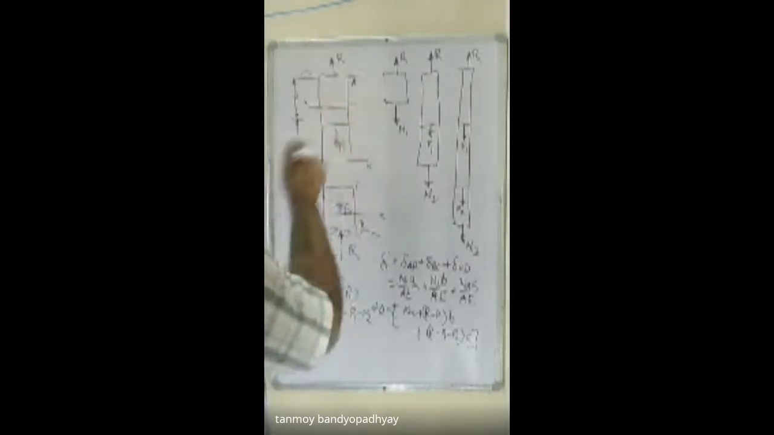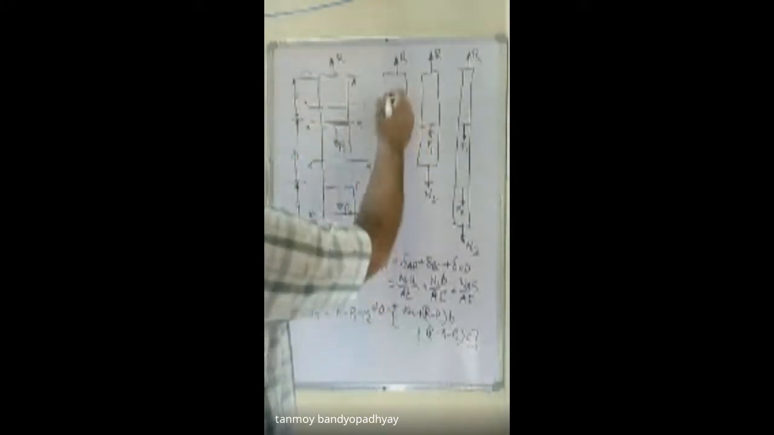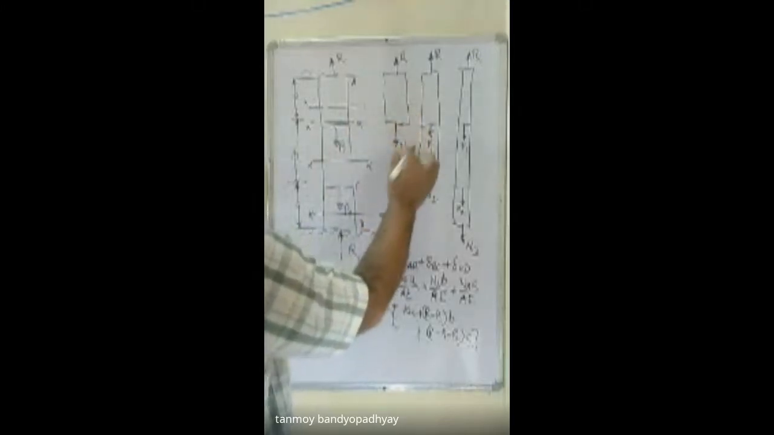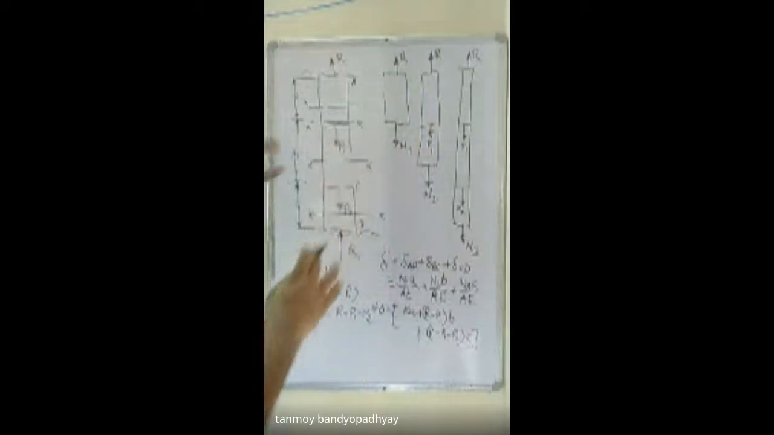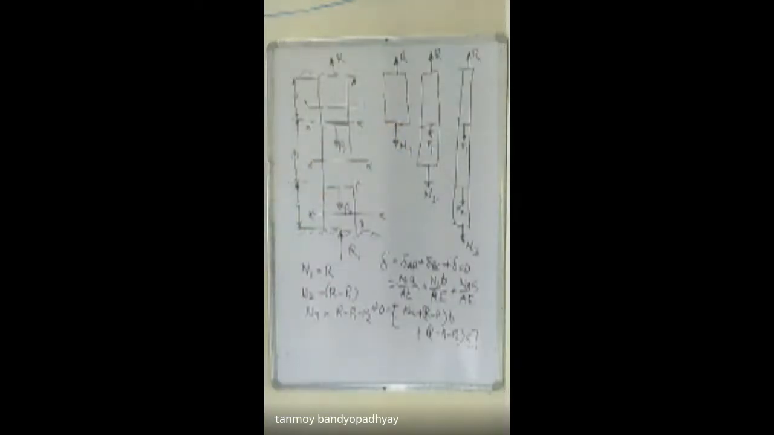N1, I take the cross section not here. I take the cross section just before B. I take the cross section here. Then only there also N1 will be equal to R because there is no change in the loading pattern. So N1 will be equal to R on this entire length, not that it's only for this portion. From this portion to this portion, N1 will be equal to R. On all the portions, a load of N1 is acting just before the point up to B.